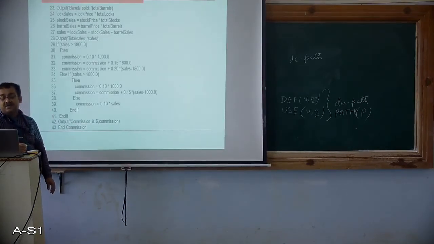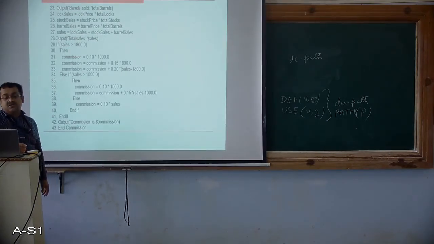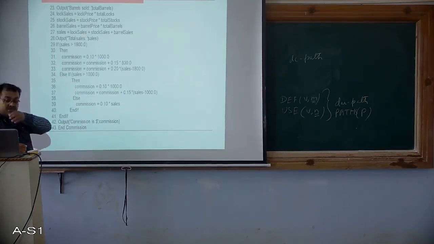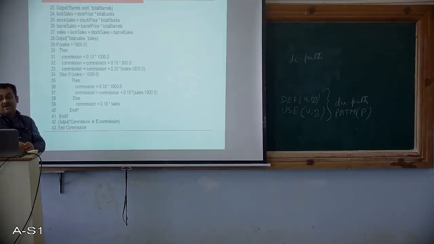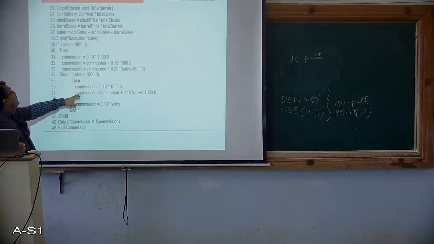The next part of the program is the actual calculation of the commission. The log price times total logs gives you the log sales. Similarly, stock price times total stocks gives you the stock sales amount. Similarly, barrel price times total barrels gives you the barrel sales. Then the total sale amount is calculated by adding these three components, and then the actual commission calculation comes in the if-then-else statement here.